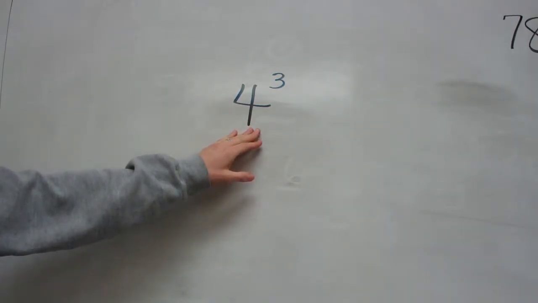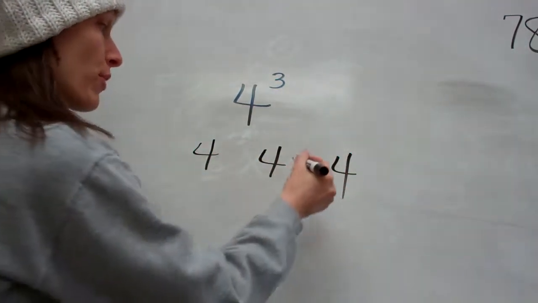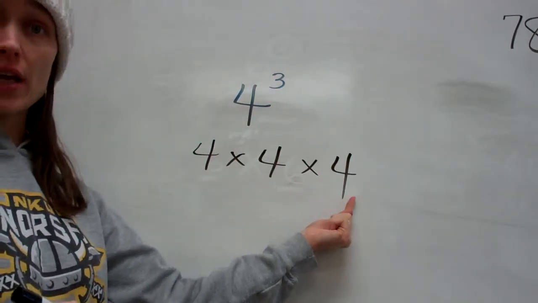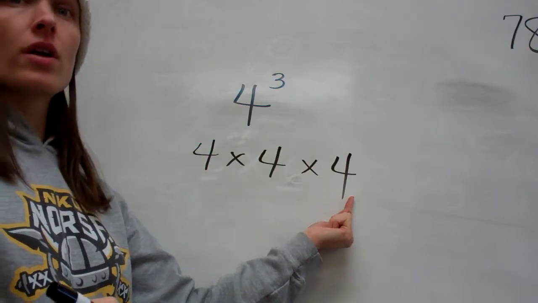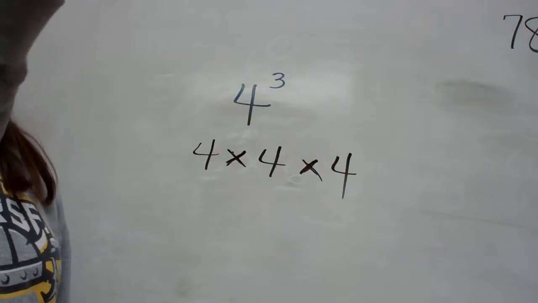4 to the power of 3. Is it 62? 3 times, right? 4, 1, 2, 3. Does that equal 12? 64. Oh, I thought it was adding for a second. No, you have to multiply. Is it 64? It is 64.